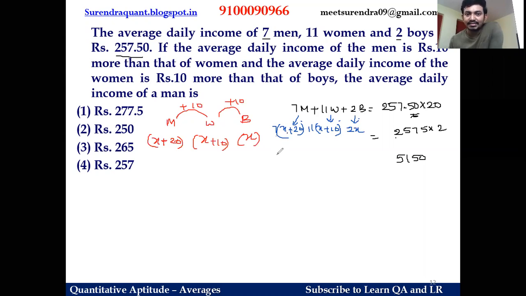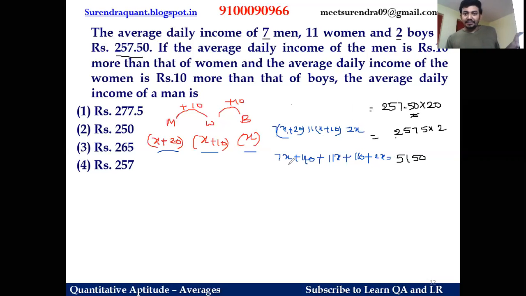So 7 into X, 7X. 7 into 20, 140. 11 into X, 11X. 11 into 10, 110. Plus 2X. So these are the total incomes, that is 5150. So we are basically substituting the men's, women's, and boys' respective incomes X plus 20, X plus 10, and X, right? Okay, let's go for the next statement.